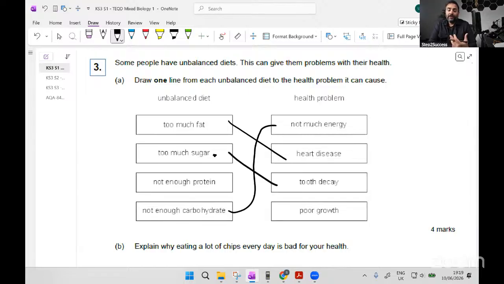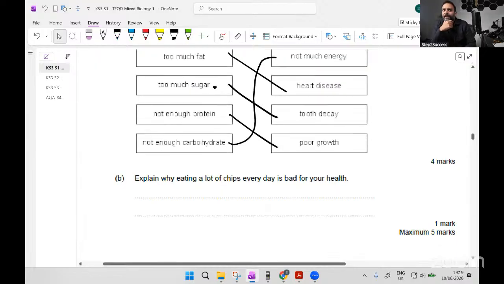Proteins are the foods that help us grow. People who go to the gym and build muscles eat a lot of protein because it helps their muscles to grow. So without it, you'd have quite poor growth.